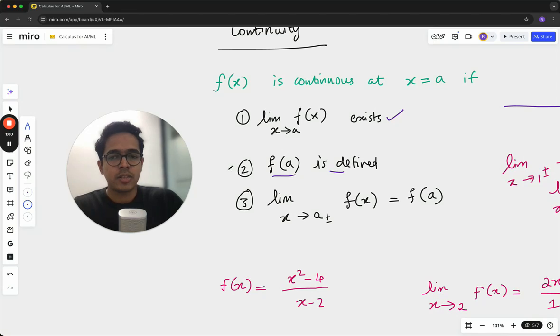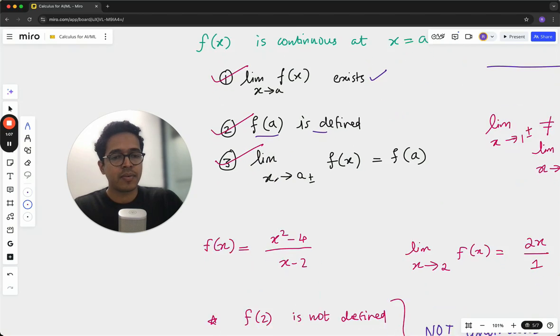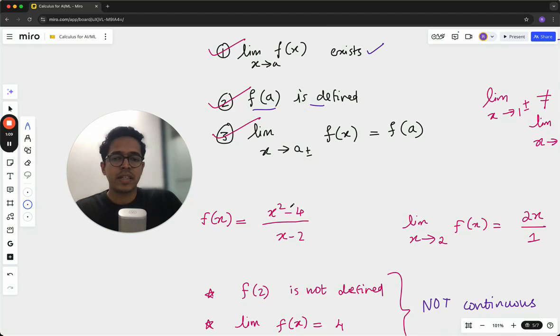So f of a has to be defined, the limit has to be defined, and the limit from both directions should be equal to f of a itself. Now let's look at an example. Let's say f of x equal to x square minus 4 divided by x minus 2.